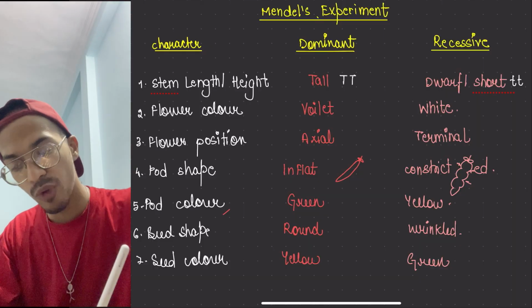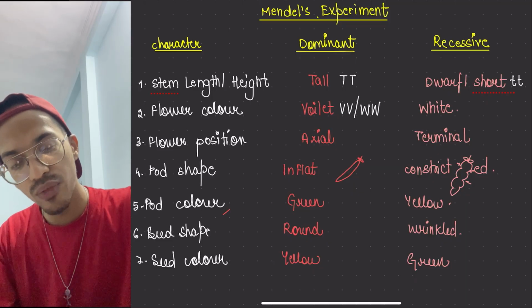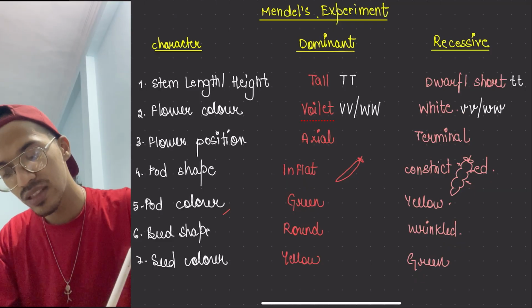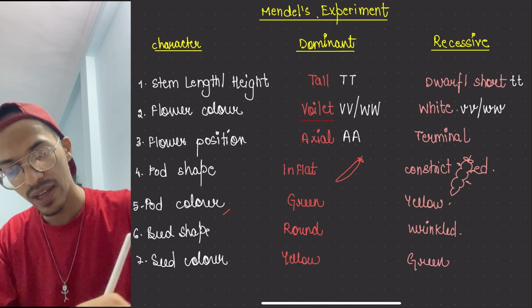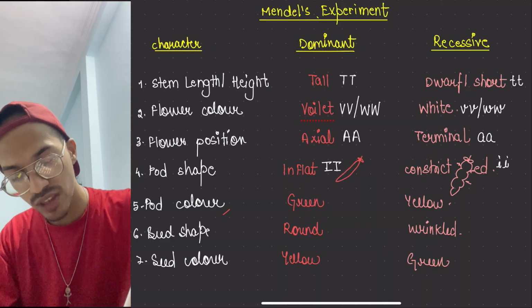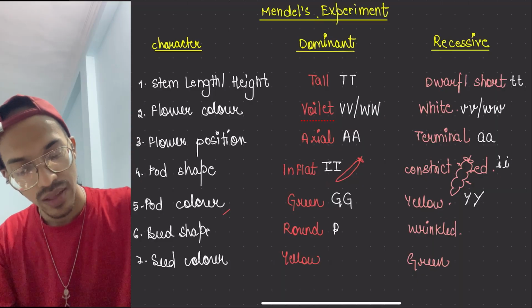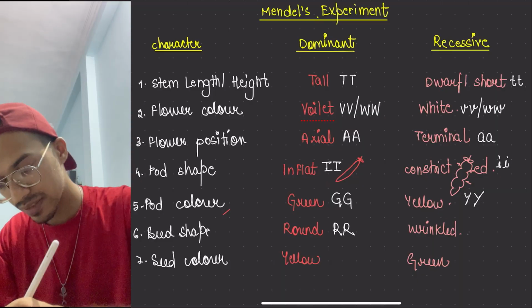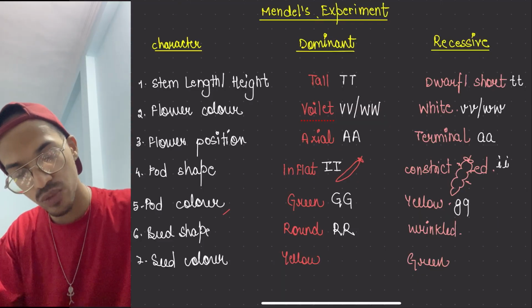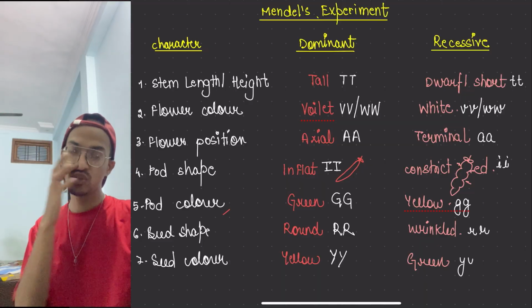Okay, so for violet, often we can write it VV or we write it WW. So white would be what? It would be small v or small w. Axial, capital A, small a. Inflated I, capital I, small i. Green, GG, YY. Whereas round RR, and sorry, wait. This thing is small g. Okay. Small g. Wrinkled is small r. Yellow is capital Y. Green is small y. So these things we are doing.